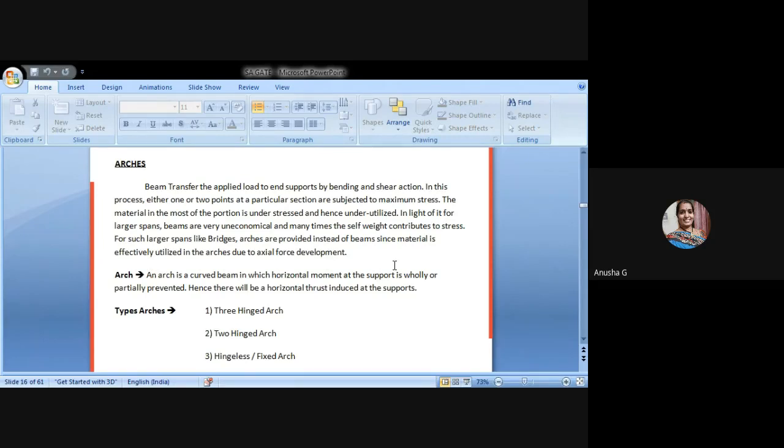Okay, here an arch is nothing but a curved path, as opposed to a normal straight line, and different types will be there. An arch is a curved beam in which horizontal movement at the supports is wholly or partially prevented. Whatever the horizontal movement is at the support, it will be considered partially, or in some cases it will be prevented. Hence, there will be a horizontal thrust induced at the supports.